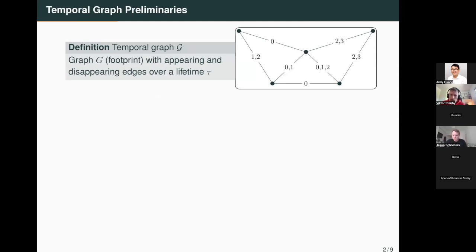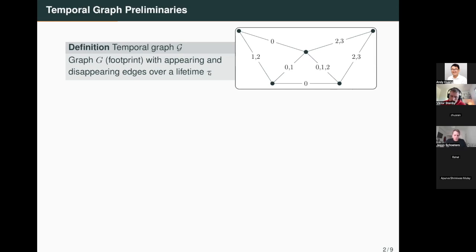So my preferred model of temporal graphs is the following. You have some graph, which we often call G, temporal graph G as well. The non-temporal graph, we often refer to it as a footprint or an underlying graph. And in this underlying graph, we put some labels or times on the edges, which represent the appearance of the edge. So for example, the 0, 1, and 2 here means that this edge is present at times 0, 1, and 2, but not at time 3, whereas this edge is.